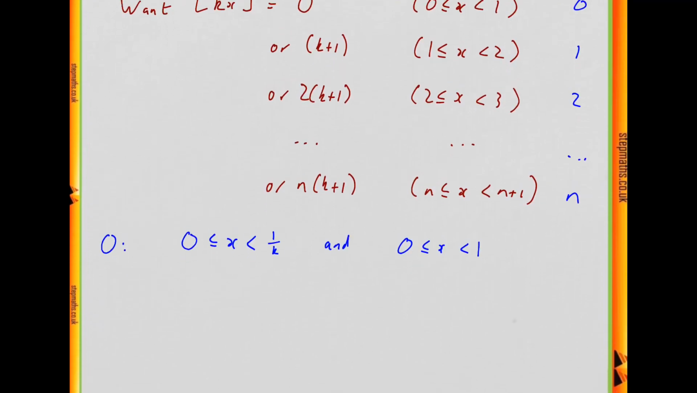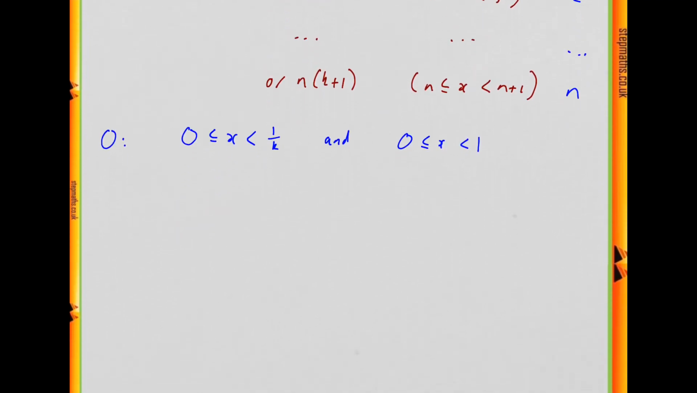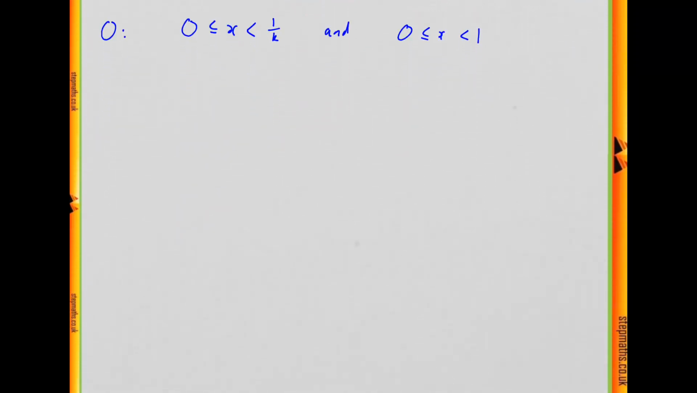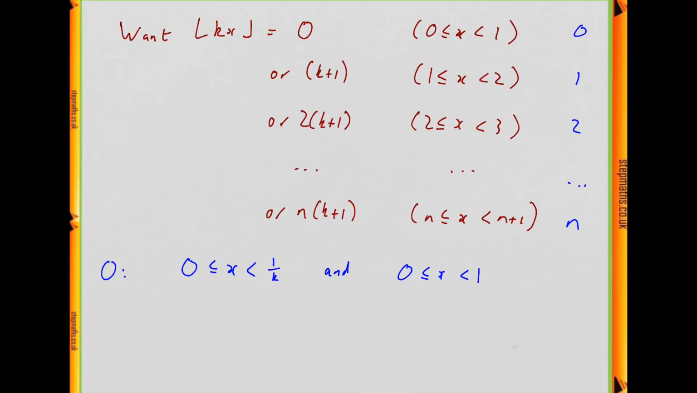So if the multiple is 0, then that means that x has to be between 0 and 1 over k. Why is that? Well, we need kx to be between 0 and 1, and therefore x is between 0 and 1 over k. And we still need this inequality.